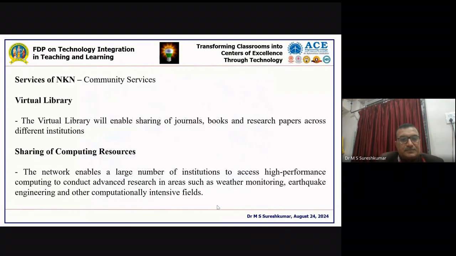Now, the virtual library, we already know this, because we are almost one step ahead in the digital library system. The virtual library is going to allow access from different institutions, from remote locations.